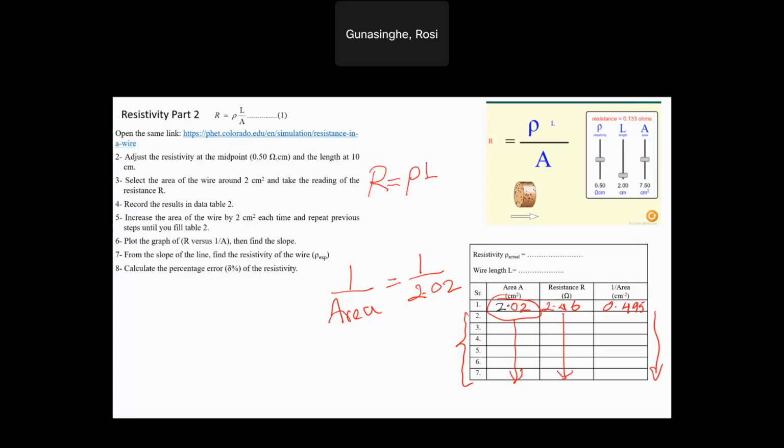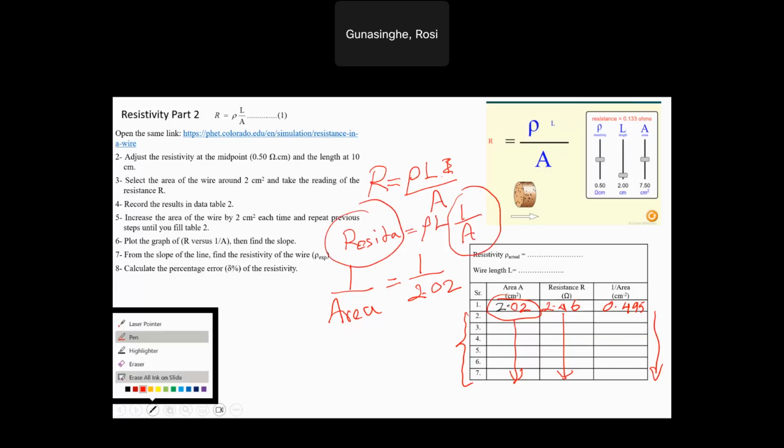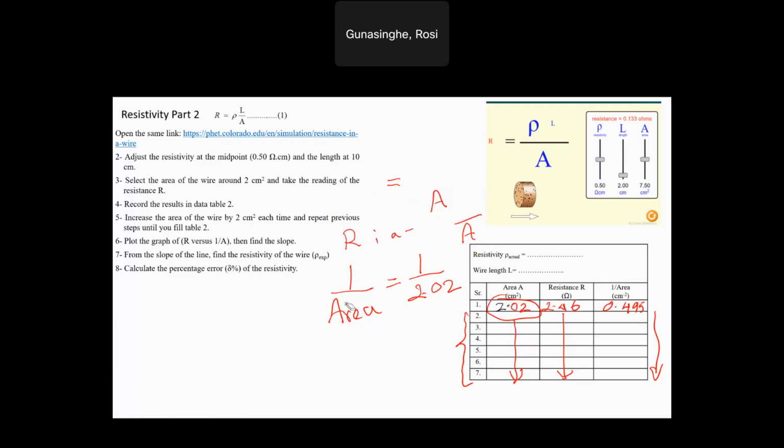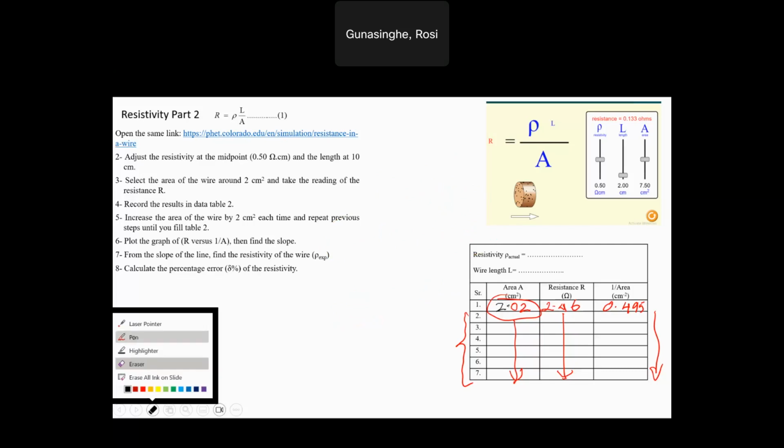resistance equals resistivity times length divided by area. So if we are drawing a graph of resistance versus area, the actual relationship is with 1 over area. So we are going to draw a graph of resistance versus 1 over area. Once you draw the graph, you will see that the slope will be equal to resistivity times length.